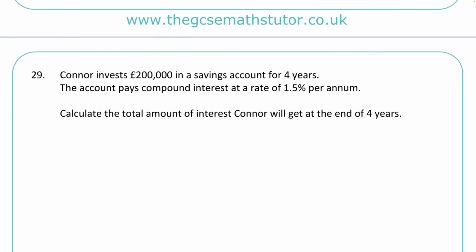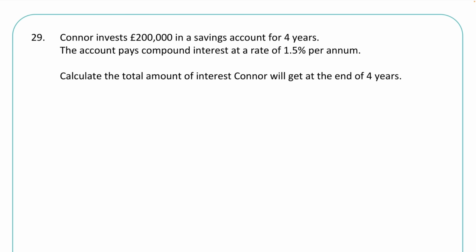Okay, on to our next question. This one is about compound interest. It says Connor invests £200,000 in a savings account for 4 years, and the account pays compound interest at a rate of 1.5% per annum, which just means per year. Calculate the total amount of interest Connor will get at the end of 4 years. To get the total amount of interest, we're first going to calculate exactly how much he has at the end of 4 years. Then we'll subtract the original 200,000.